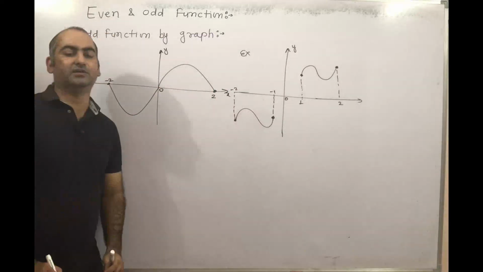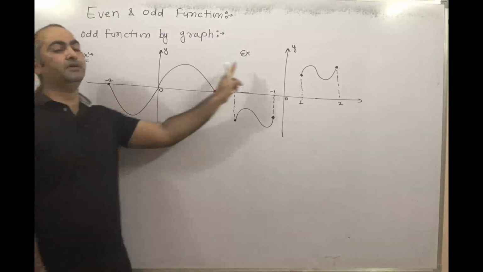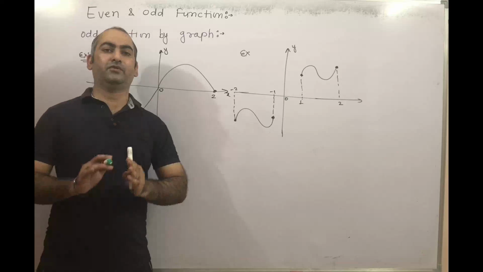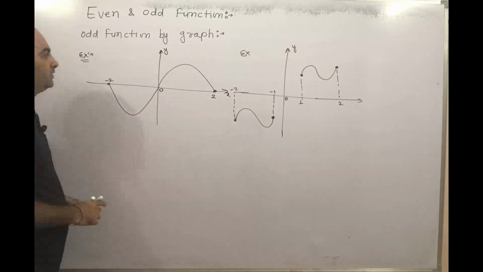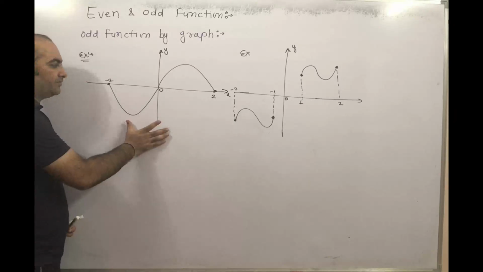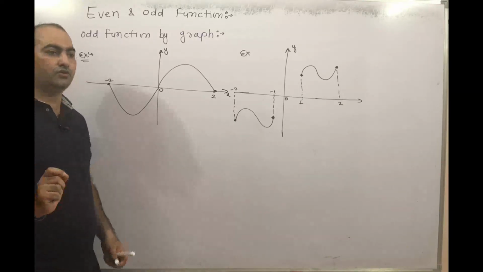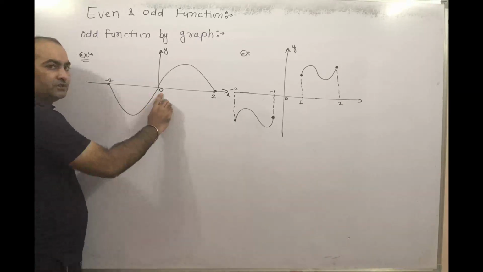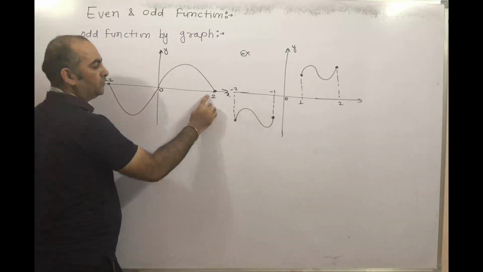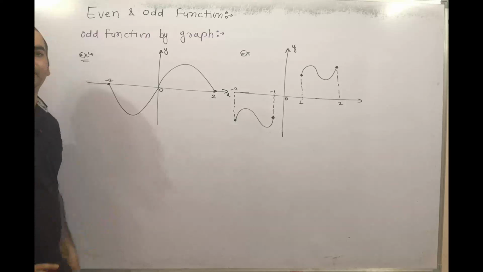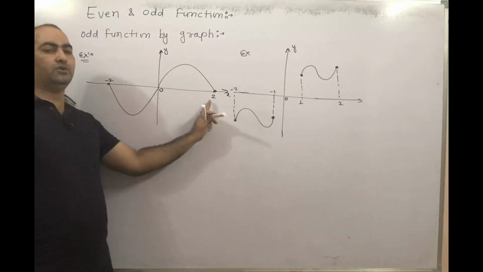Next we are discussing examples. There are 2 examples given. We have to check whether these graphs are odd functions or not. First we discuss the first example. The graph is given, and after the graph we have to check the domain. This is the origin. On the left hand side of the origin we have -2 to 0, and on the right hand side 0 to 2. So the domain is symmetric. -2 is included, and 2 is also included.